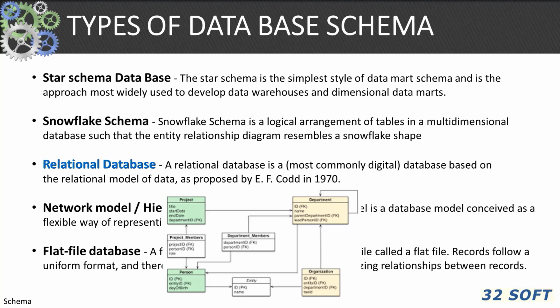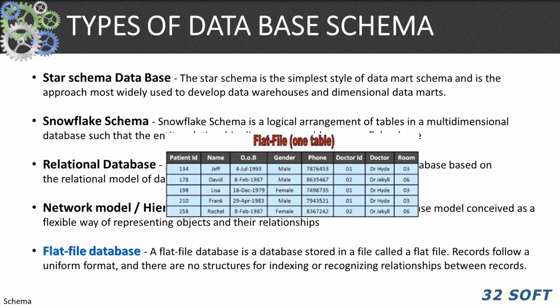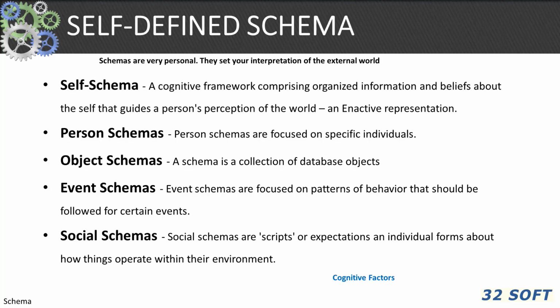A database can use a relational model, which is a database based on the association of data sets, first proposed by E.F. Codd in the 1970s. A database can use a network model, which is conceived as a flexible way to represent objects and their relationships. And finally, databases can use a simple flat file, that is, rows and columns, as we are all familiar with in Excel.